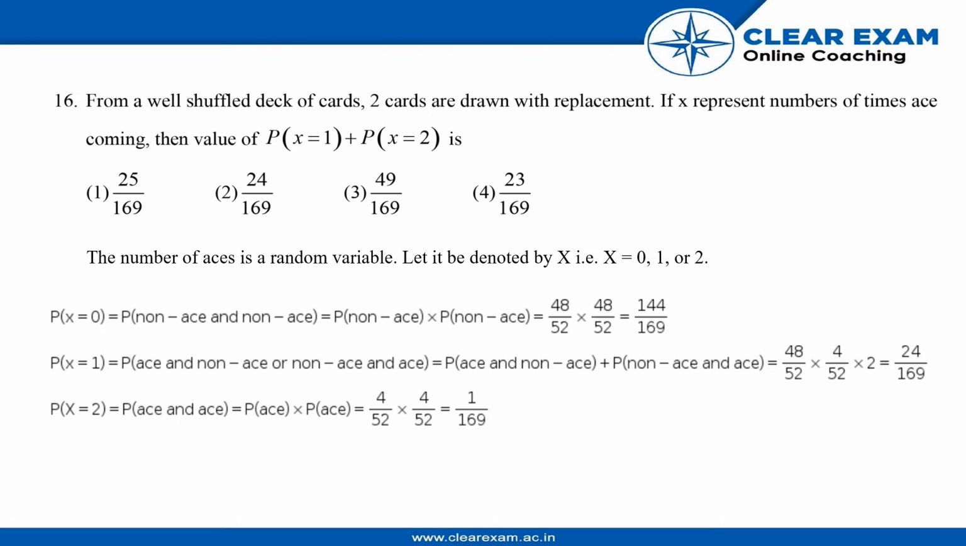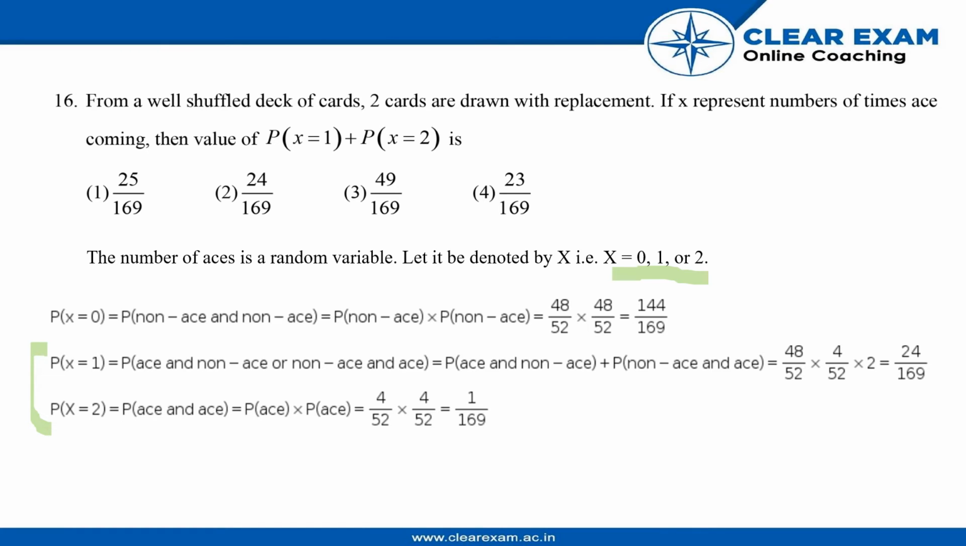As we know that it is a question of random variable, let the possibilities of the random variable be denoted by X. Therefore the possible values of X are 0, 1 or 2. That is the number of aces that we have to apprehend in this question. Now we will take into consideration the case where X is either 1 or both the cards are aces.